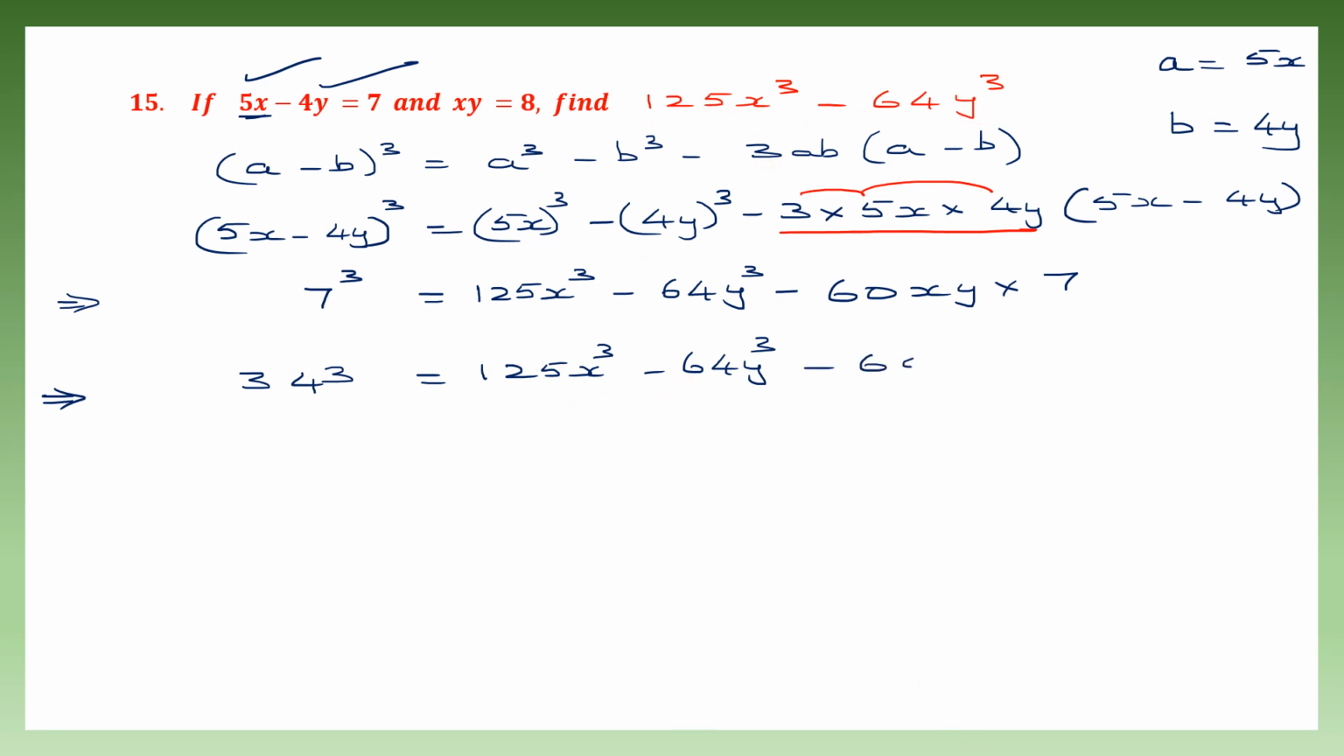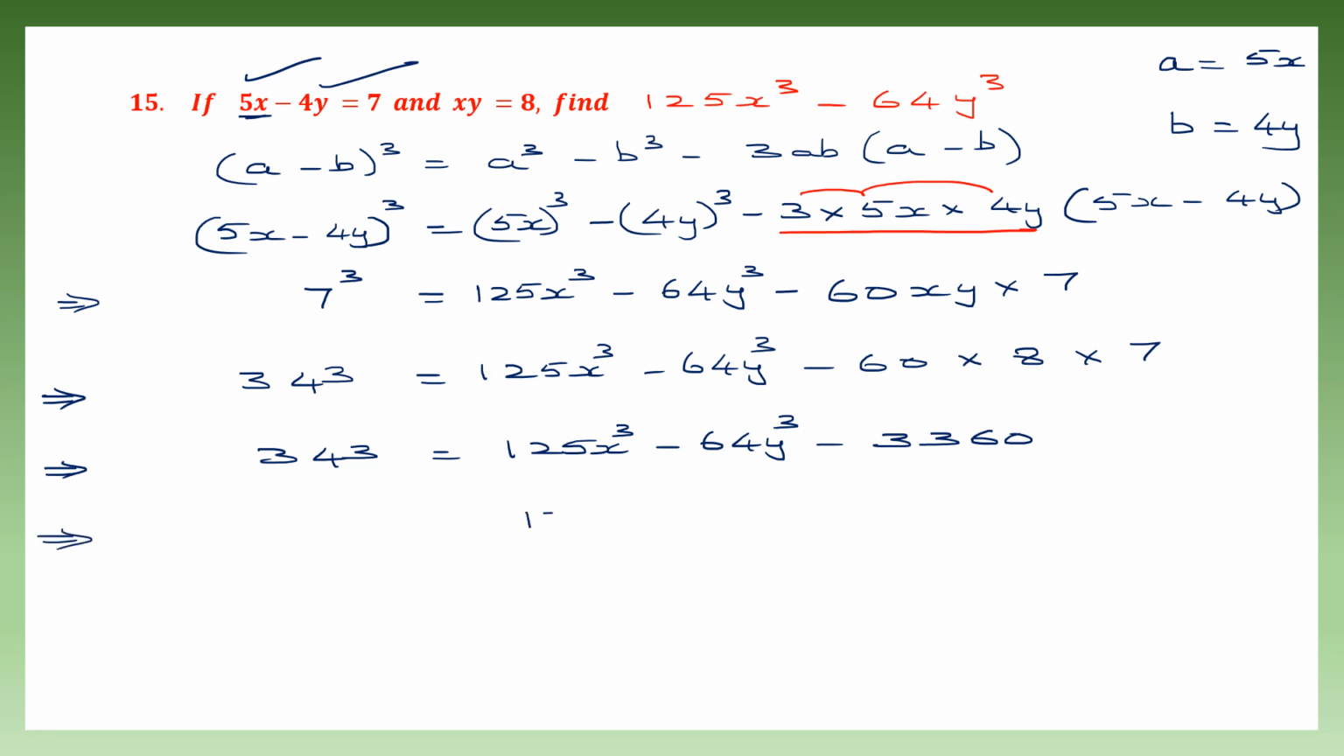Then minus 60 into xy, and xy is given to us in the question as 8. So instead of xy, we're going to write 8 into 7. So here we've got 343 equals 125x cube minus 64y cube. Now we have to multiply all this. 60 into 8 into 7 is 3360. So now 125x cube minus 64y cube minus 3360 is equal to 343.